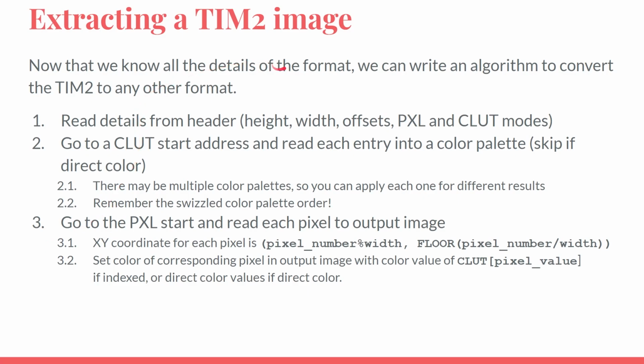So how do we extract a TIM2 image now that we know how the format works? Well, it's almost going to be exactly how we extract a TIM1 image. We follow the exact same steps. We read the details from the header, then we read the color palettes, then we read the pixel data, and we output the pixels to an image.